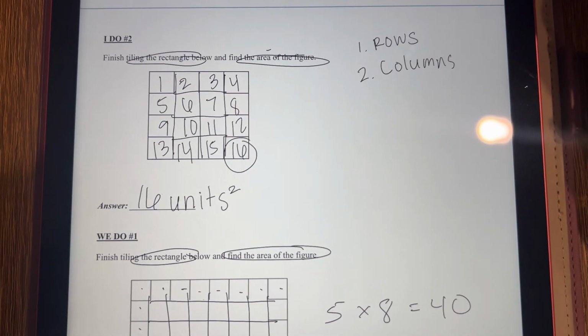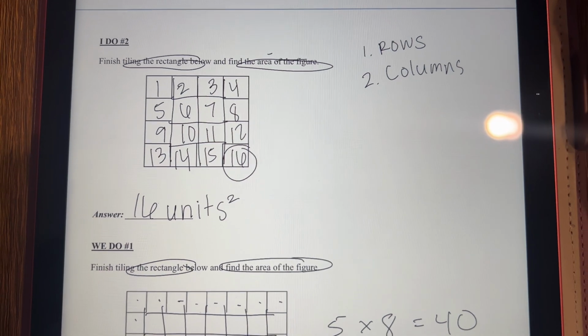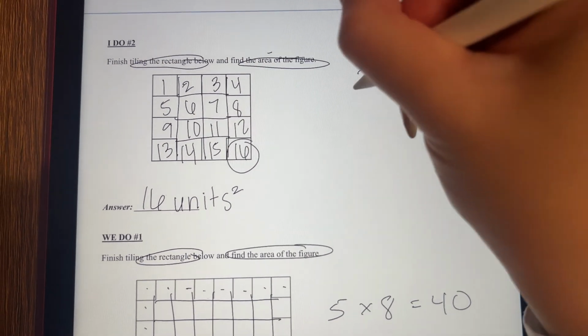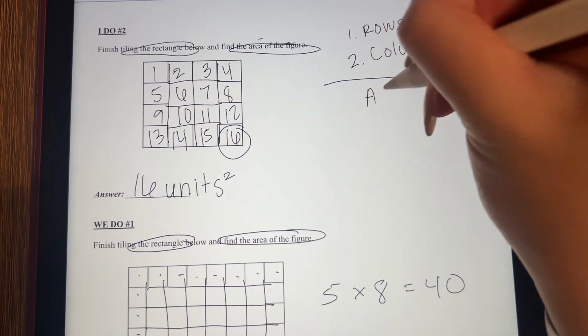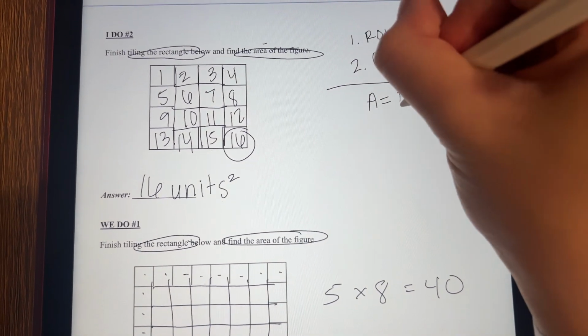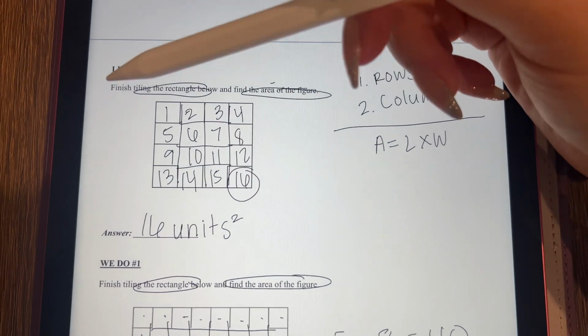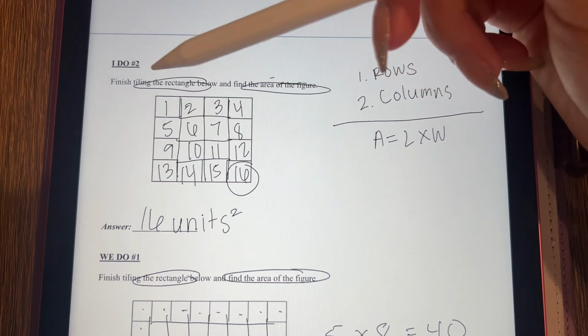Great mathematicians always double check their work. So today we learned that we can double check the area of a figure by using multiplication, and we use the formula of A, or area, equals length times width. In order for me to find my length, I'm going to have to count the number of rows I have. So I know length is long.